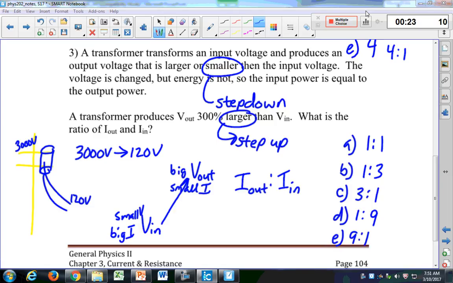What makes the transformers blow up? I don't know exactly. Does anybody know? What makes the transformers blow up? They get too hot? Okay. Yeah. That's just one.